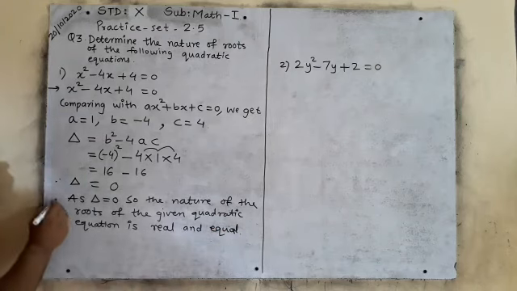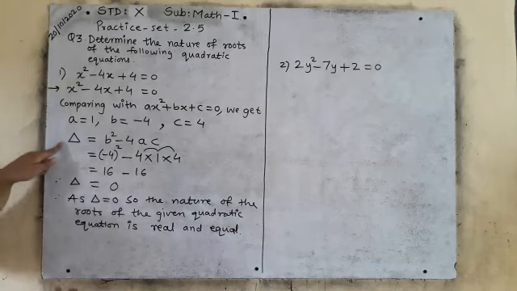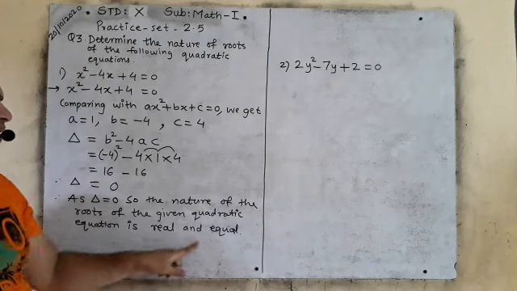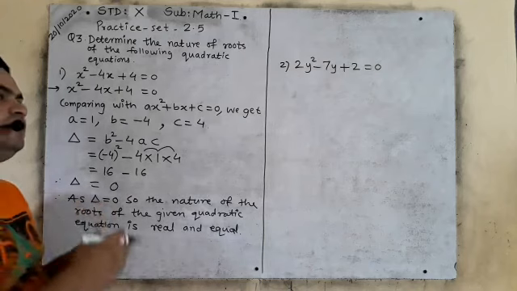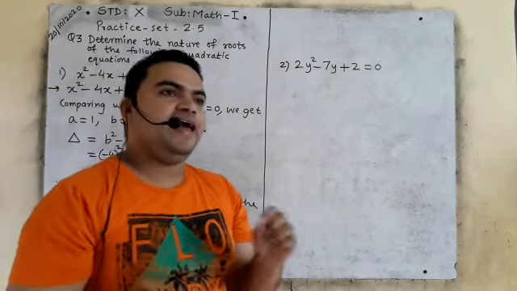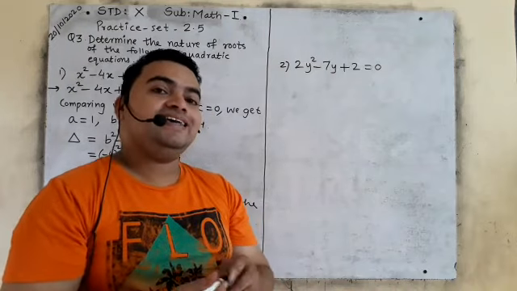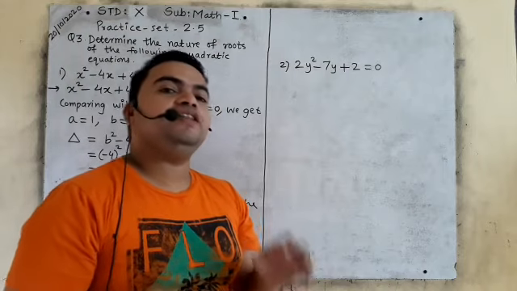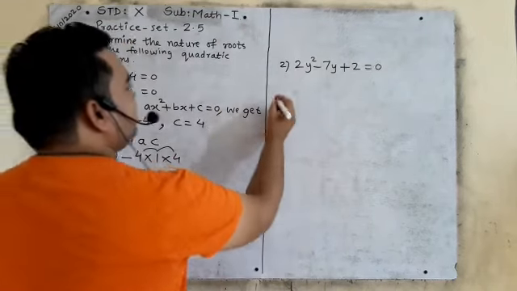I hope you understood. It is very much easy. If the value of delta will be 0, the nature of the given roots will be real and equal. If delta will be greater than 0, it will be real and unequal. If delta is less than 0, it will be negative, so it will be not real. Okay, now see the second one.